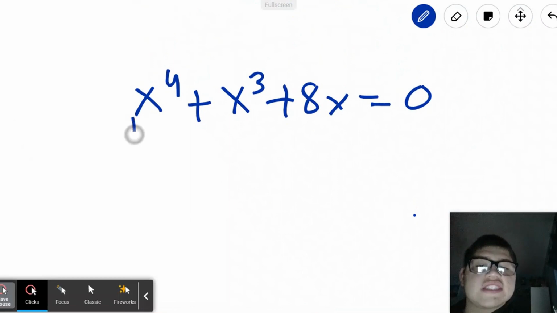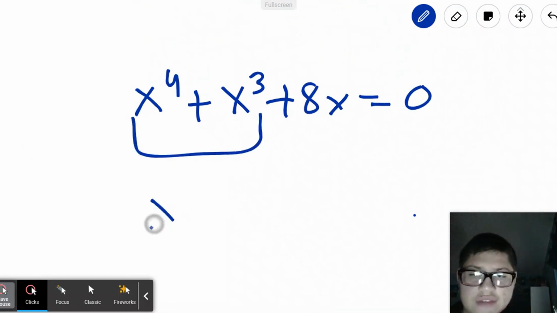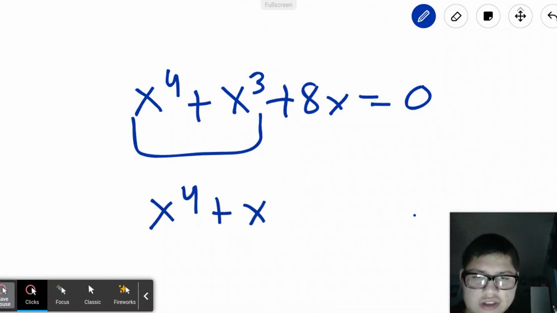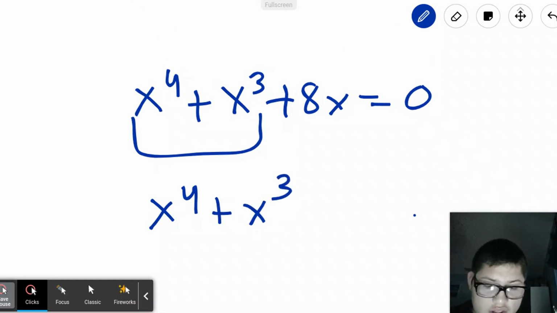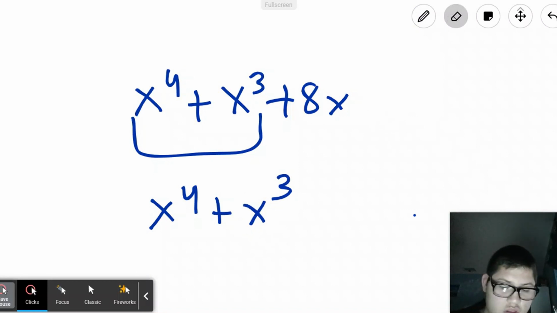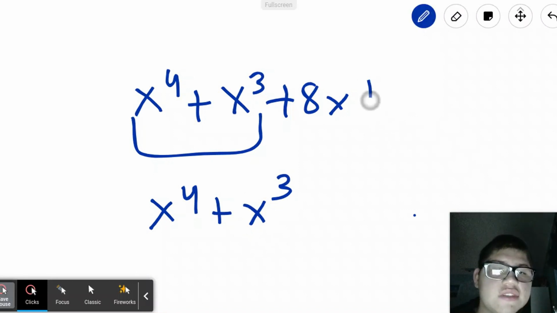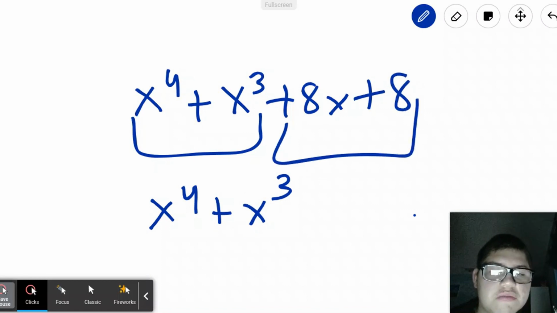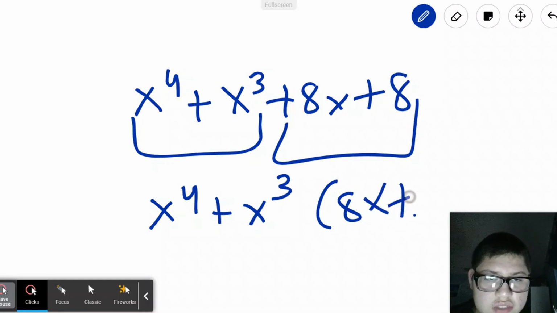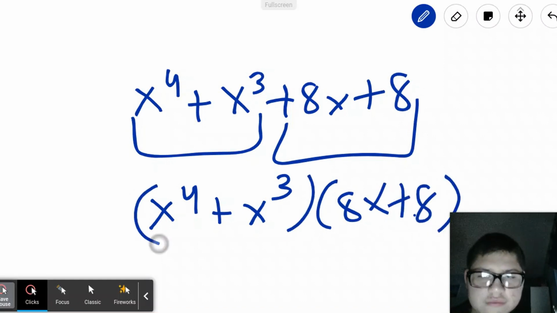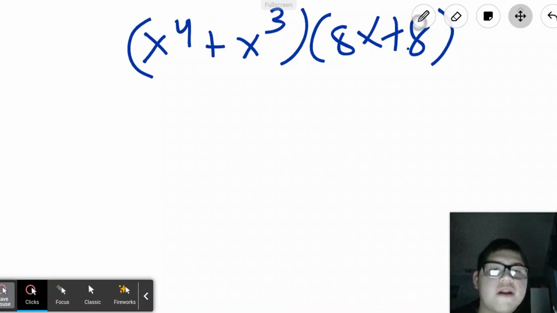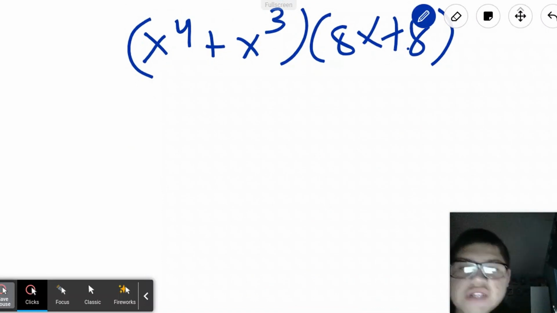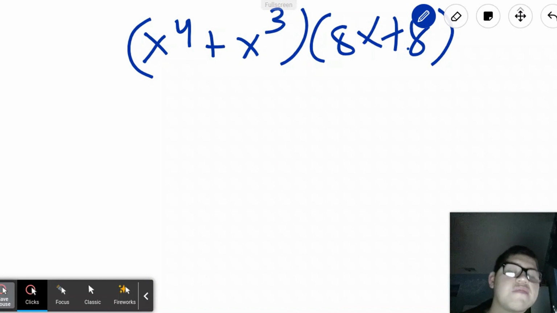We would know that this and this would derive from x4 plus x3. And then, let me see. We would have to add the 8, so let me do it, plus 8. And we know that this would be another one, which would be 8x plus 8. So after we derive from that, we would have this problem, which would still have to go back to 3.4 on dividing polynomials.